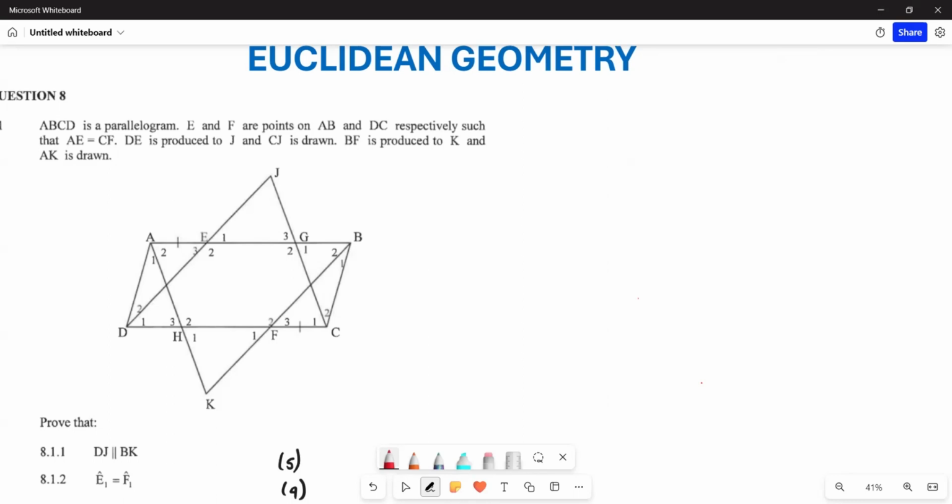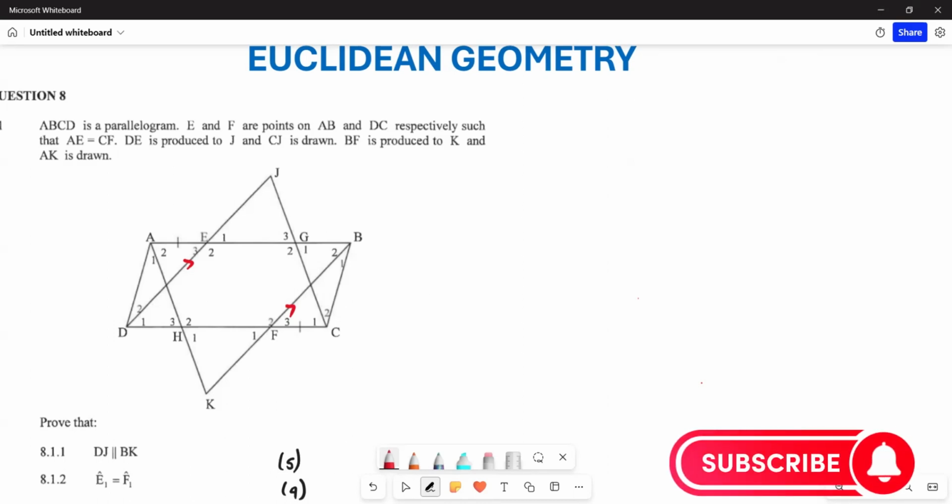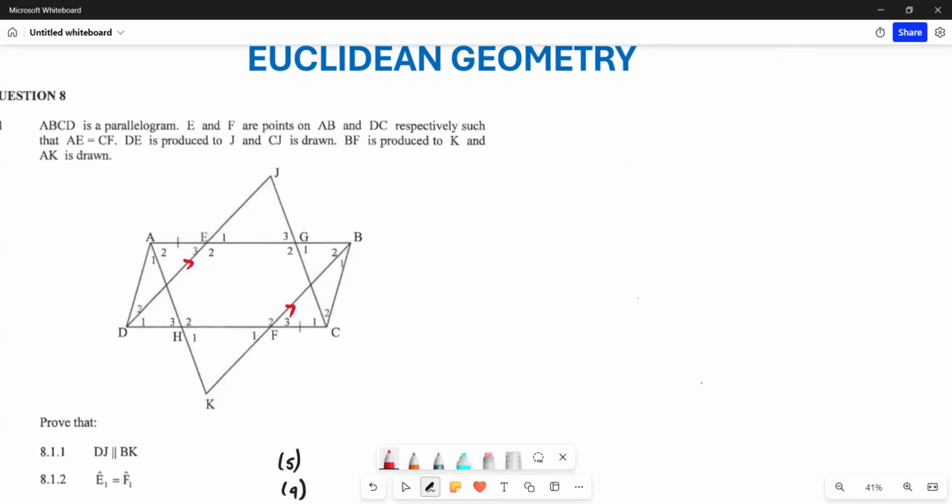The first question here, in 8.1.1, they want you to prove that this line DJ here is going to be parallel to line BK. Now, what is it that you are going to do to try and prove this? Basically, there are a lot of things that you can use to prove that these sides are parallel, right?